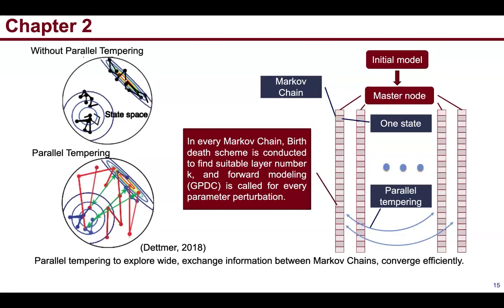To make the computation more efficient, we incorporated parallel tempering. So we generate several Markov chains simultaneously, and it will allow a more dynamic state exchange between different Markov chains. So this can help our inversion to converge to a global minimum faster.